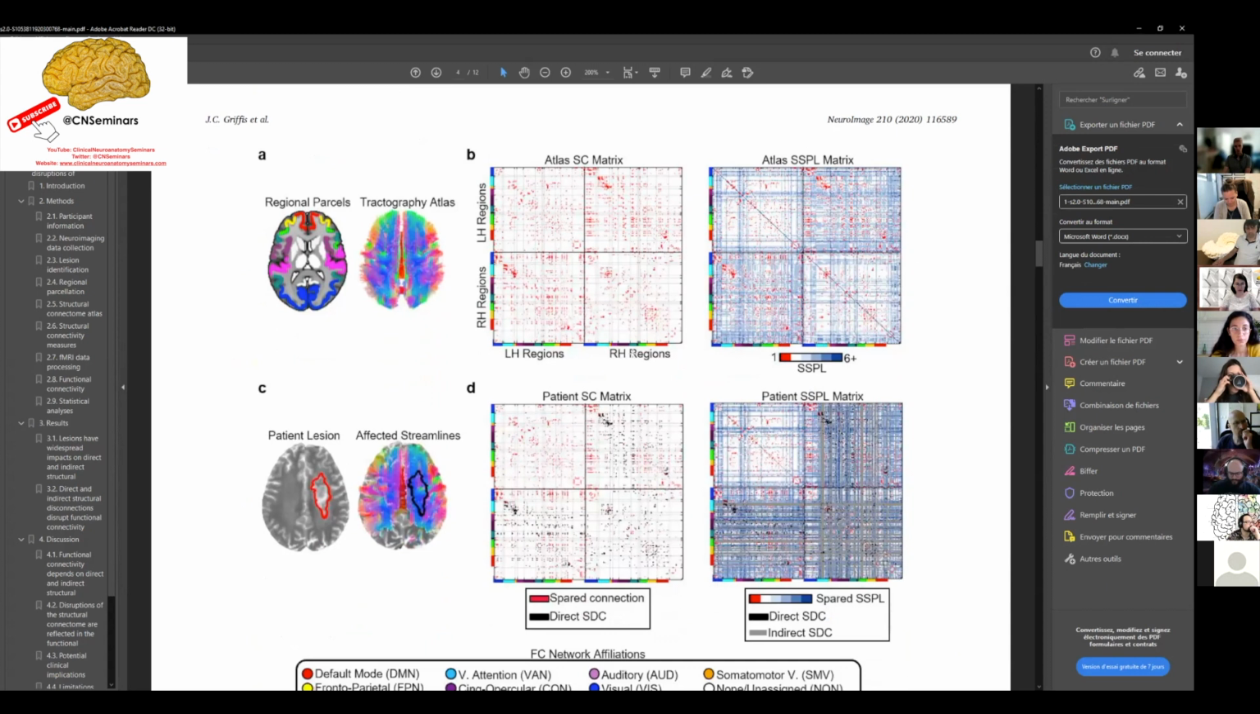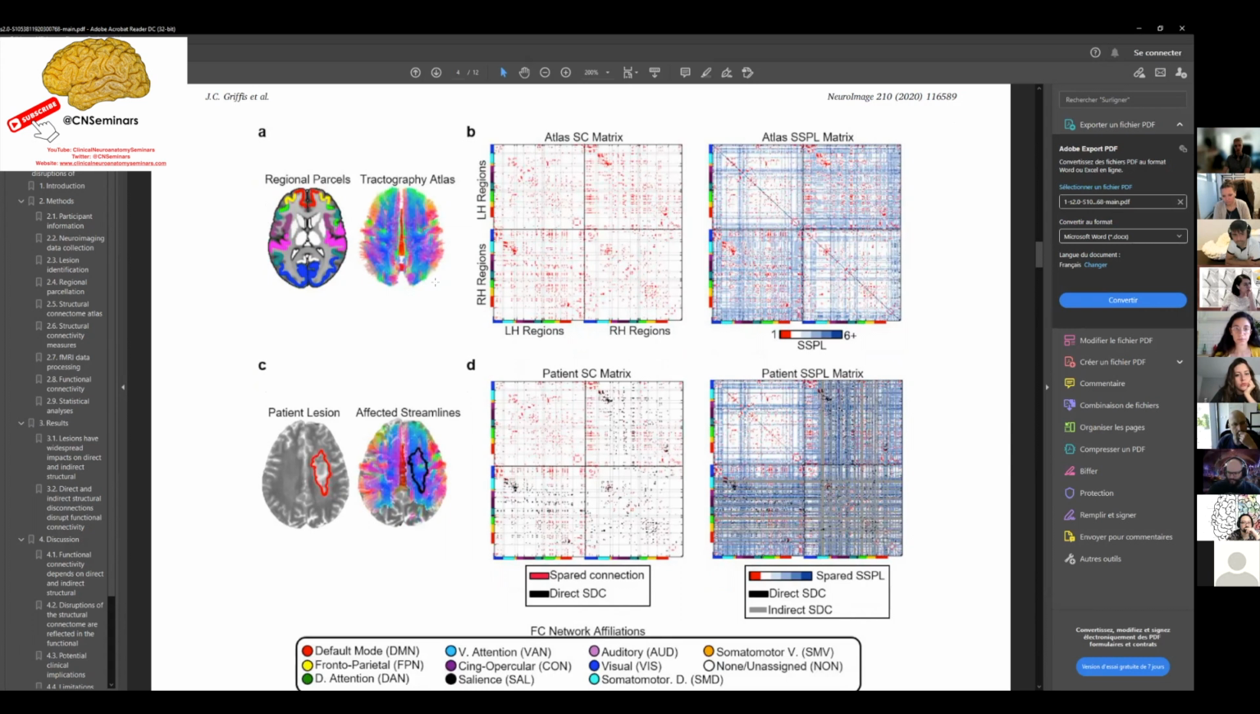To study the functional connectivity, they had to use a parcellation of the gray matter to be able to correlate the signal from different regions together. And so here is an image of the parcellation. They also used a tractography atlas that they built with the HCP dataset, to create an atlas of structural connectivity between each of the brain regions they have.